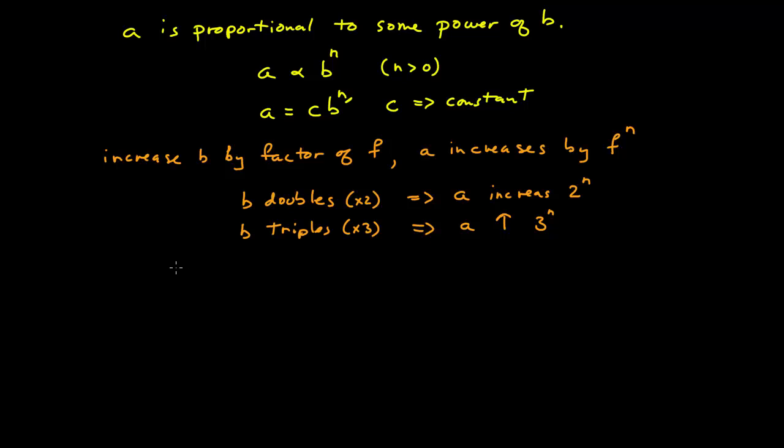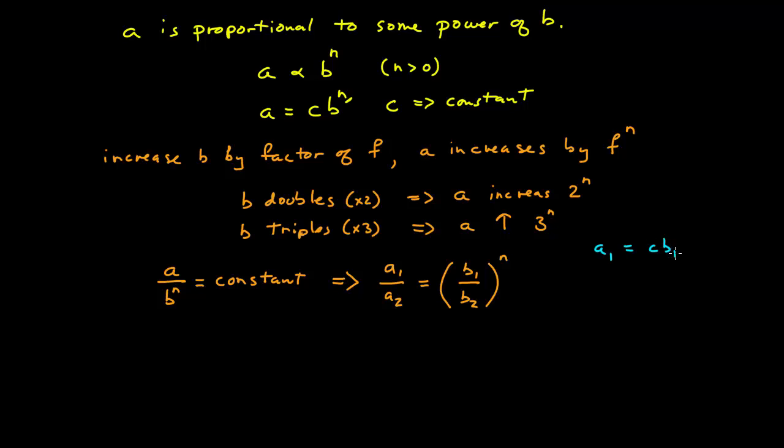If we look at the ratios, we see that A over B to the n is equal to a constant, and that also means for any two sets of A's and B's, A1 over A2 is equal to B1 over B2 to the n. If I have some value A1 is equal to C B1 to the n, and A2 is equal to C B2 to the n, I can just divide these two equations. The C's cancel, and I get A1 over A2 is equal to B1 over B2 to the n power.